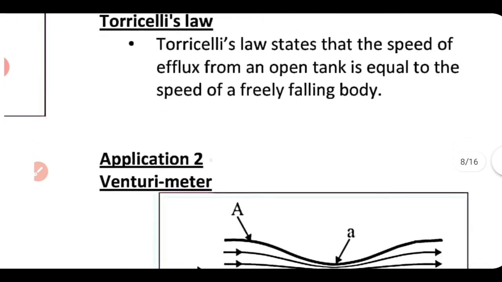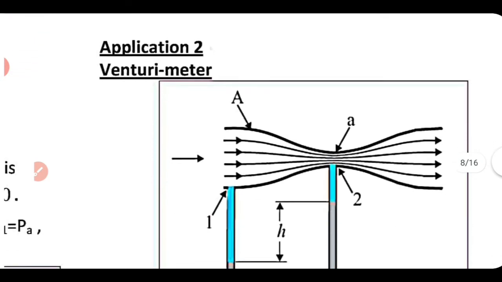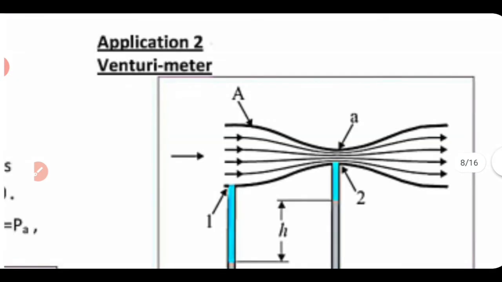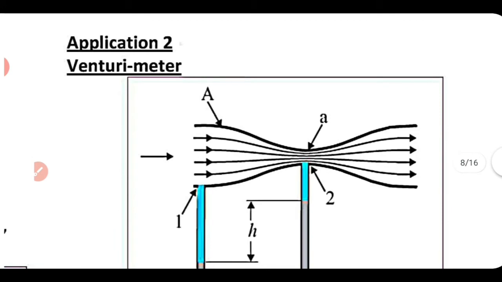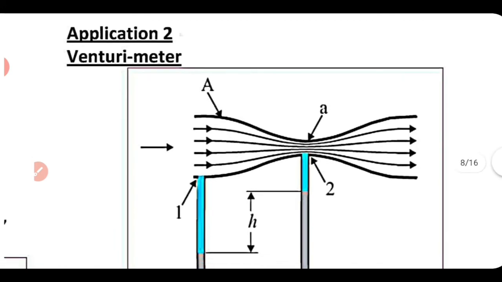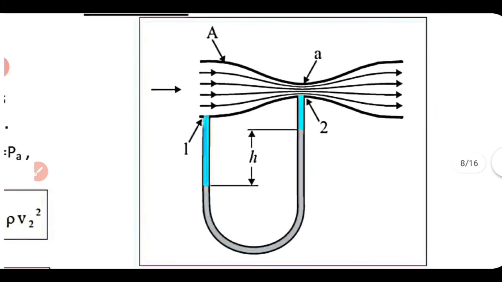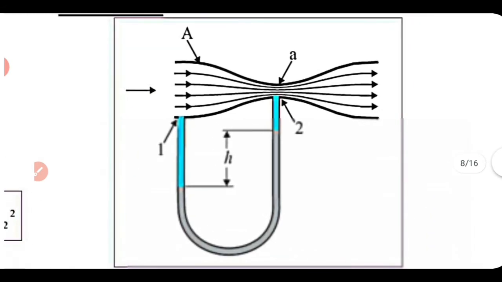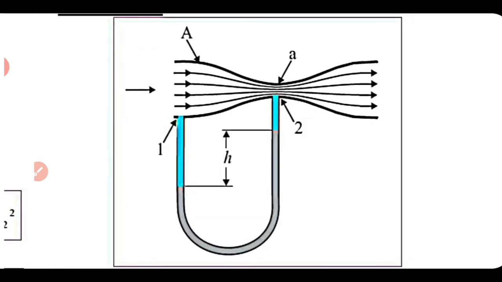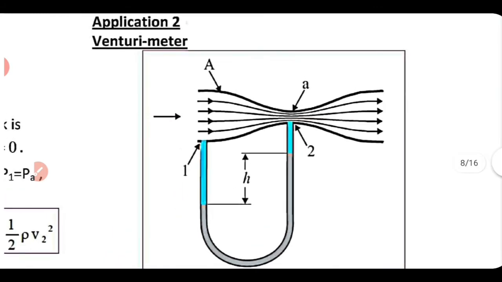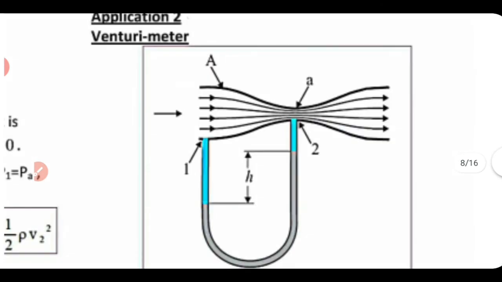So that is about the speed of efflux, which was the first application of Bernoulli's equation. Now we move on to the second application, which is the Venturi meter. A Venturi meter is a device which is used to determine the flow rate of a liquid. Flow rate means the speed, flow rate is AV, or we can simply find the speed of flow of a liquid. For that purpose only we use the Venturi meter.